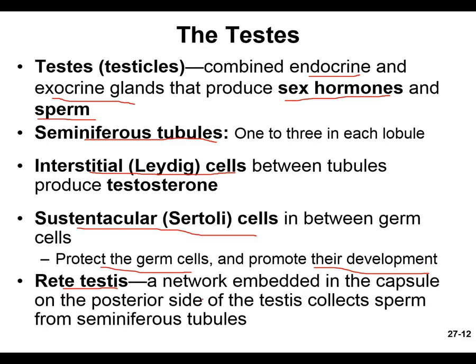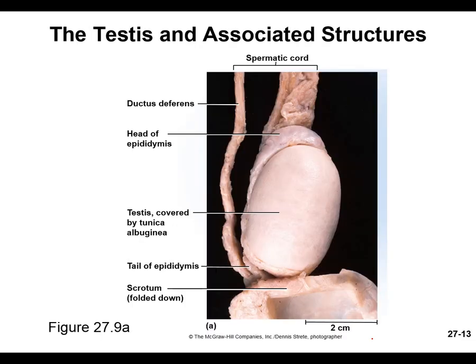The rete testis is a network embedded in the testis, and this is going to collect the sperm from the seminiferous tubules. So this is showing us the testes along with its other structures. Here we can see the testes, this is the scrotum, and this structure is the epididymis. This contains developing sperm after it is released from the testes. They develop within here for several days. They migrate from the head of the epididymis down the body into the tail of the epididymis. From there, they enter the ductus deferens or vas deferens.